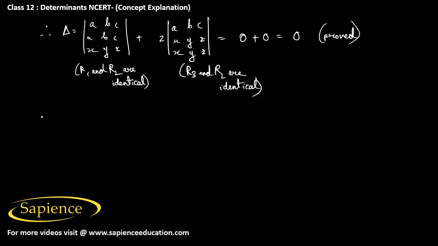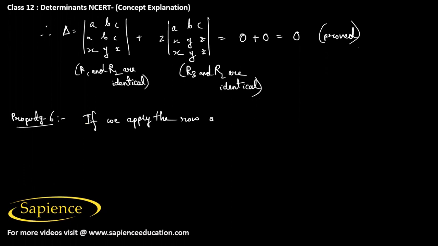So now we can go to the next property, that is property 6. Property 6 tells that if to each element of any row or any column of a determinant, the equimultiples of the corresponding elements of another row or column are added, then the value of that determinant remains the same. That is, the value of the determinant remains the same if we apply these row operations or column operations.